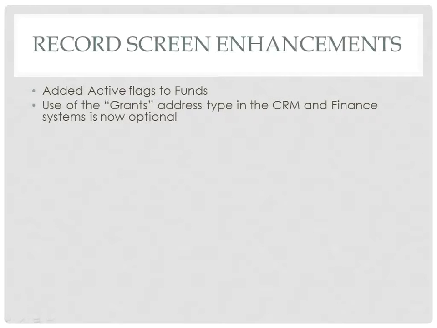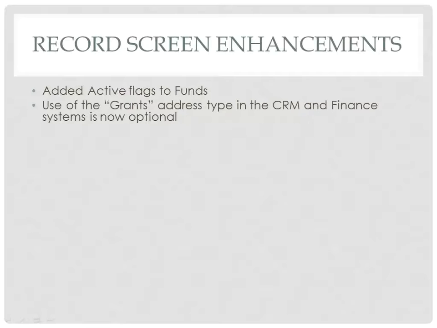Use of the grants address type in the CRM and finance systems is now optional. Most, if not all of you, have a grants address type configured in Raiser's Edge or in eCRM. And also, we work with the grants address description in the Financial Edge as well. If you remember way back when, the SIG group was very adamant that when GE changes a record in the Raiser's Edge, we don't mess with the system of record, right? We don't mess with the primary address.